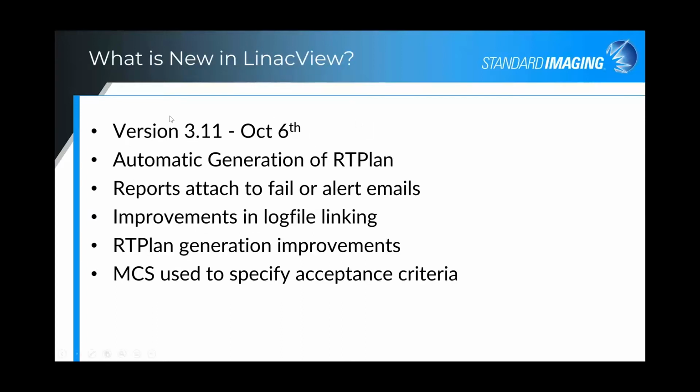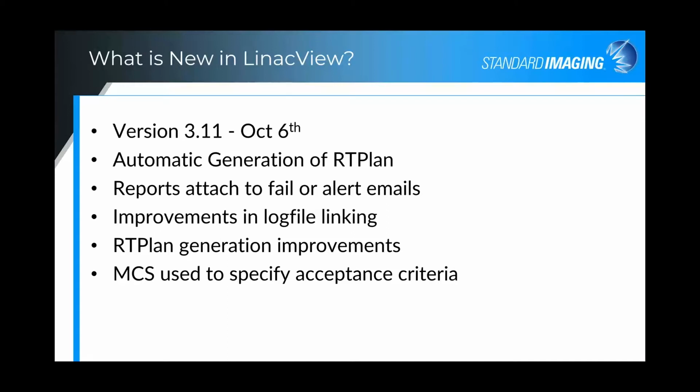So what's new in LinacView? Version 3.11 was officially released on October 6th. The main features include the automatic generation of RT plans, reports being attached to the fail or alert emails, improvements in log file linking, RT plan generation improvements, and use of the modulation complexity score to specify acceptance criteria.